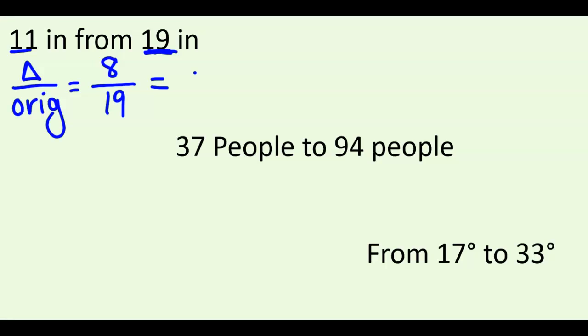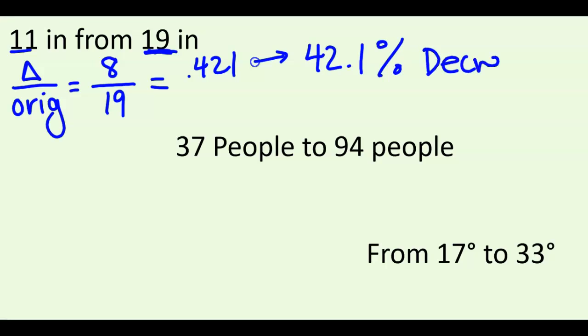And that would be what I type into my calculator to divide. And I get a decimal. So type that in with me. You should get 0.421. And if you turn that into a percent, 42.1%, and it went down, right? So I need to say that's a percent decrease. Okay, I'll do a couple more.